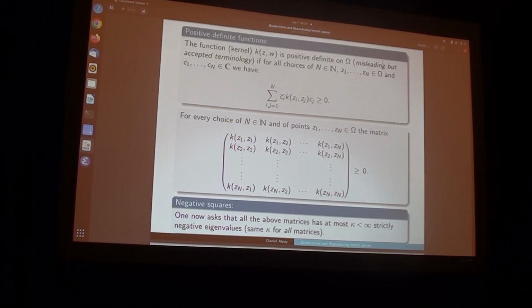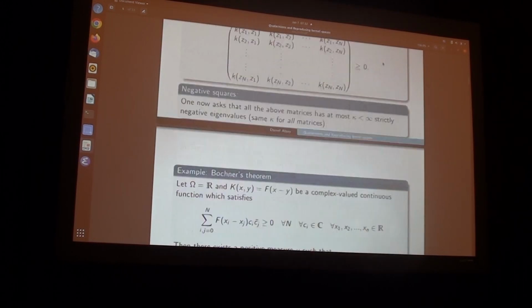These are a lot of matrices to check, and we'll see later a better way to see whether a function is positive definite or not. I would like to mention that since these matrices are Hermitian, one could also speak of the notion of negative squares, and of kernels which have a finite number of negative squares, requiring all these matrices, whatever their size, to have at most a certain number of negative squares. This is a notion of Krein in the 1930s of the previous century, not the 1940s, a notion which is also of interest.